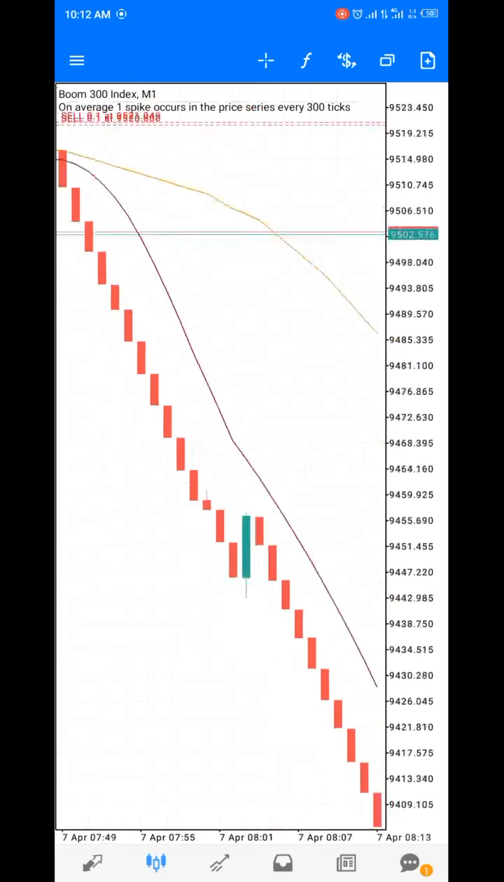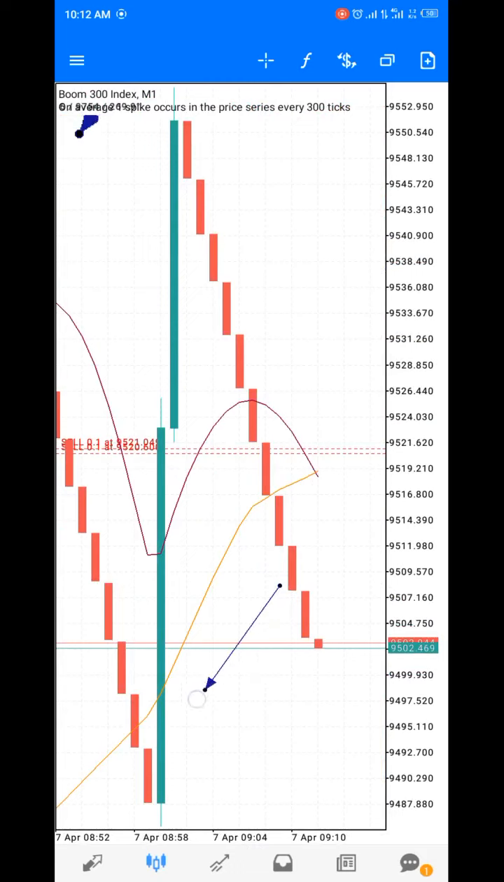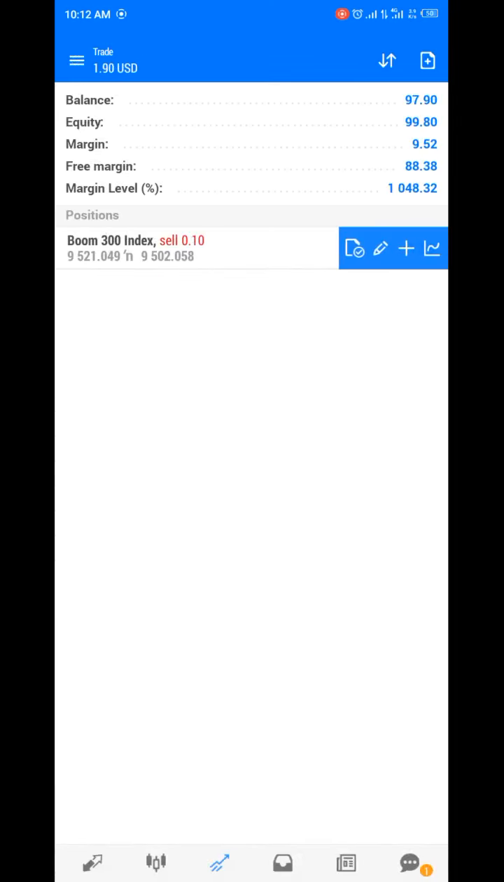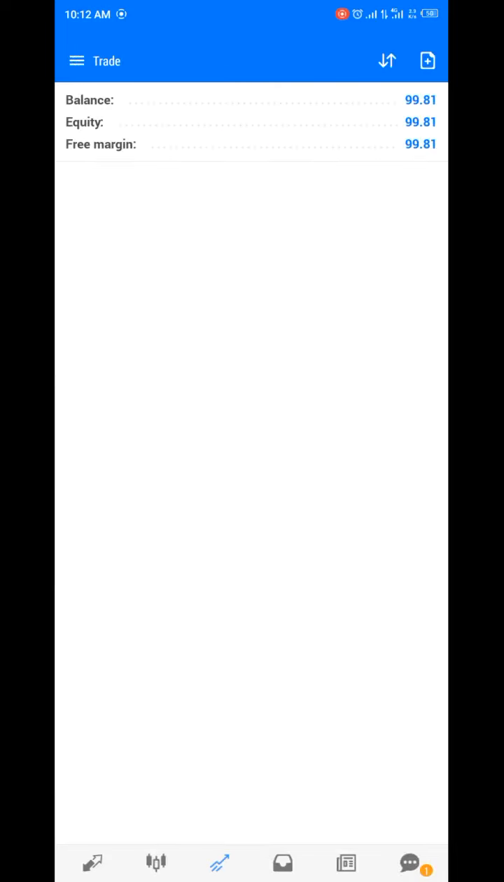So the current trade we're taking right now, let's check it out. Oh, we are in profit. So 1, 2, 3. So we should close the trade right now. We should close it because we already made our profit. So before any spike happens, we need to close it.